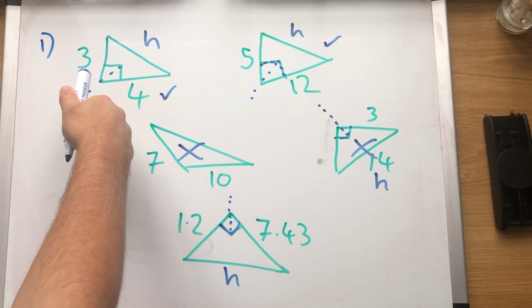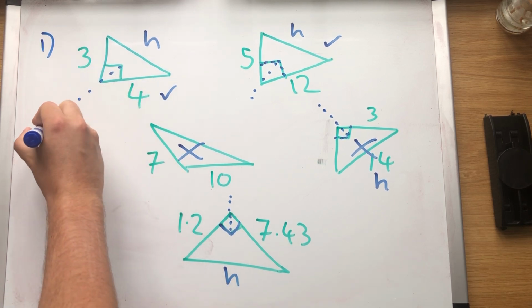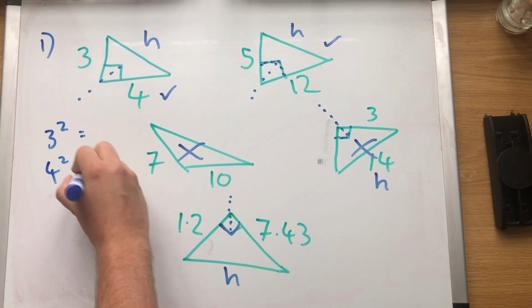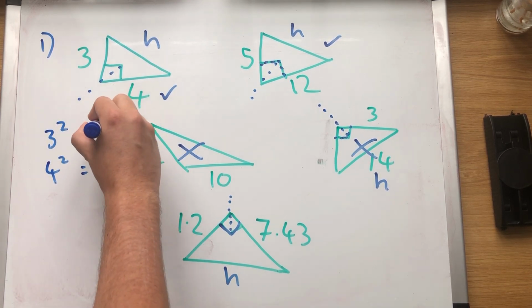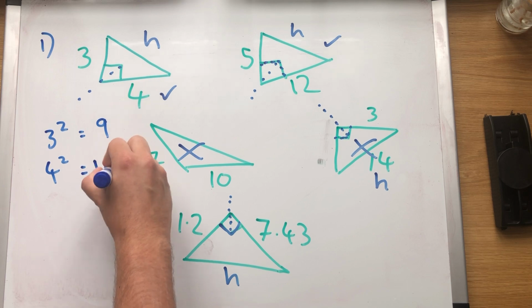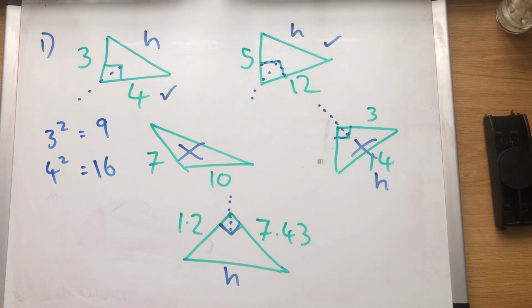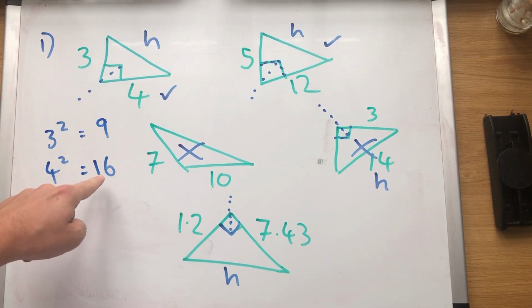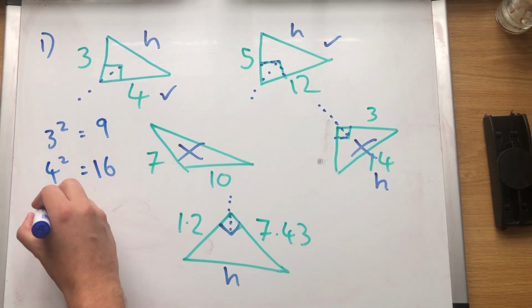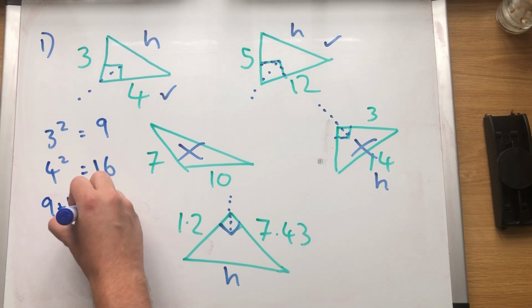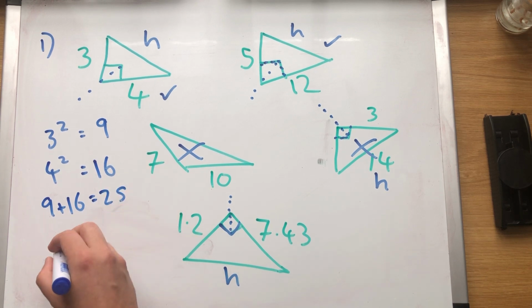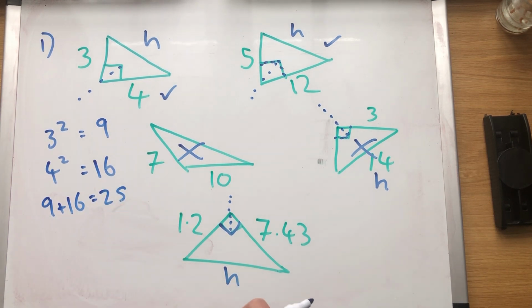So all of our numbers, 3 and 4. We're going to do 3 squared, 4 squared. 3 squared, 3 times 3, 9. 4 squared, 4 times 4, 16. Square everything, add, root. So square everything, we've done 9, 16. We're now going to add it together. 9 plus 16 is 25. And then finally, root. Find the square root of 25.